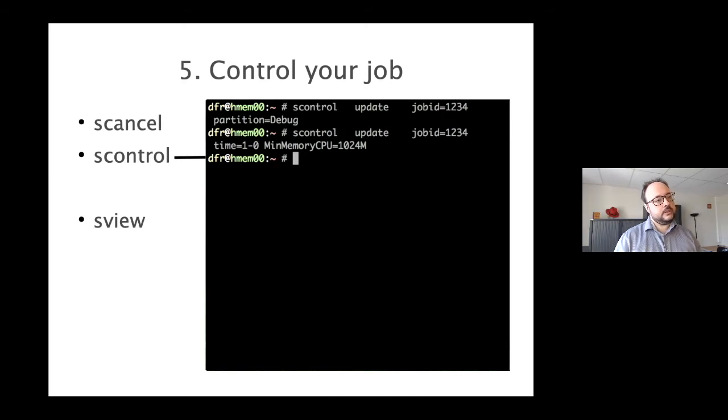Most of the time, you will only be able to modify jobs that are pending. Once a job is running, you cannot modify most of the options. One thing which you can modify on a running job is the number of nodes. You can reduce it. Of course, you cannot increase it, but you can reduce and release nodes which you are not using if you need to.